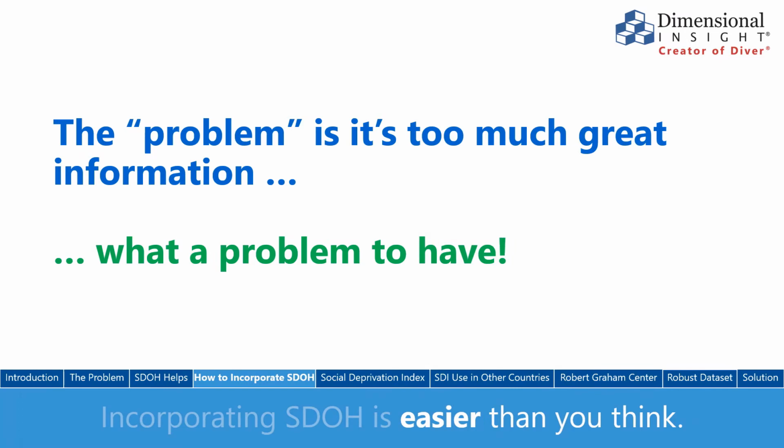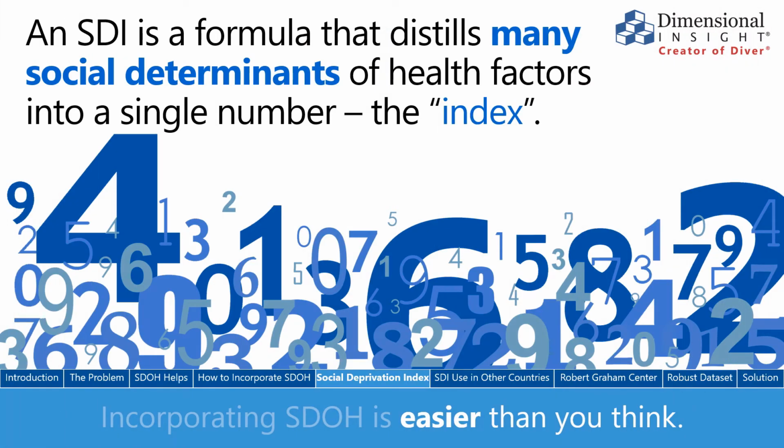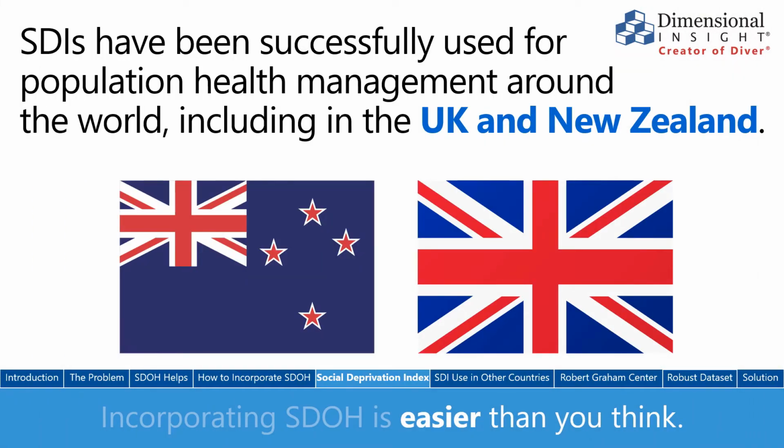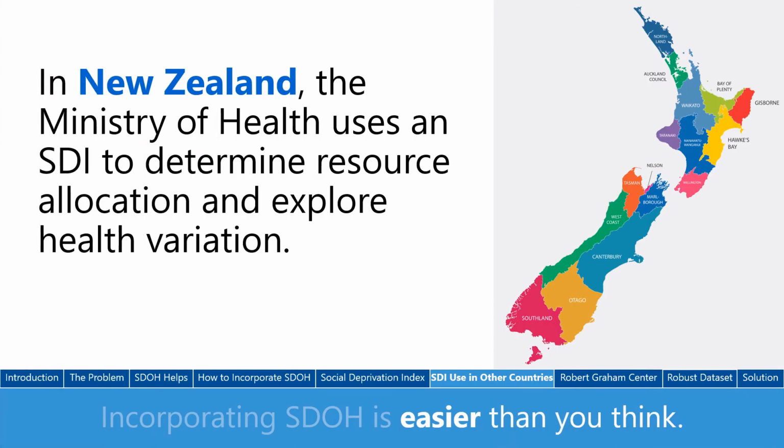The problem is, it's almost too much great information. What a problem to have. That's where the Social Deprivation Index comes in. An SDI is a formula that distills many social determinants of health factors into a single number, the index. It helps with comparisons and provides a convenient starting point for analysis. SDIs have been successfully used for population health management around the world, including in the UK and New Zealand. In New Zealand, the Ministry of Health uses a social deprivation index to determine resource allocation and explore health variation.